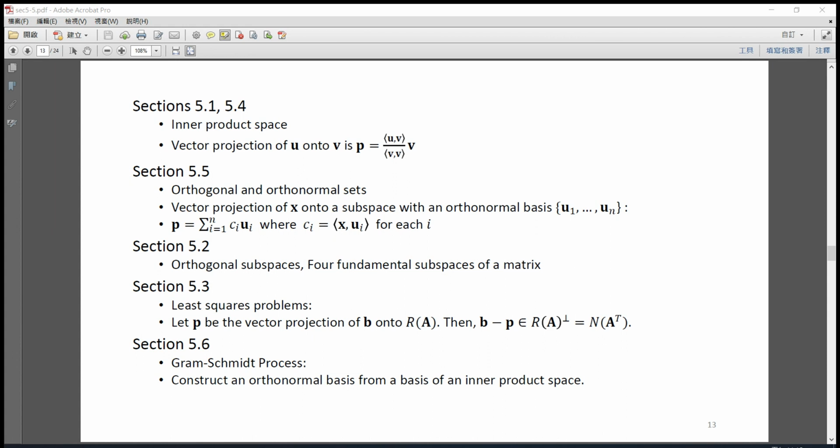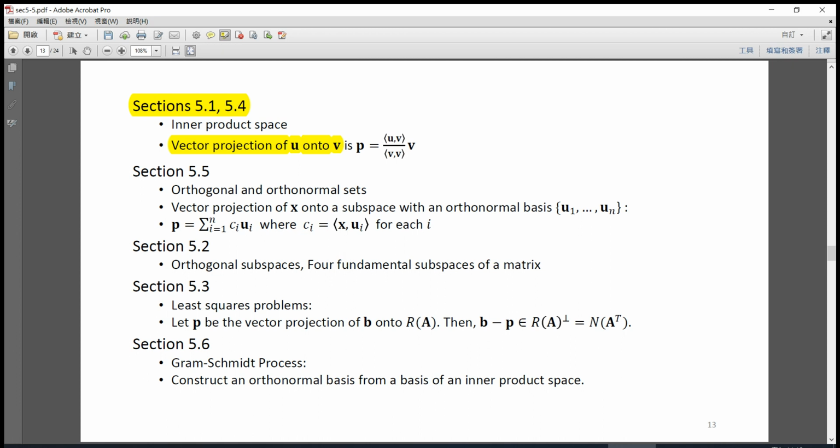In this slide, we review what we have learned so far. In sections 5.1 and 5.4, we introduce the inner product operation. The inner product operation allows us to compute the angle between two vectors. And we can compute the vector projection of one vector onto the other vector.